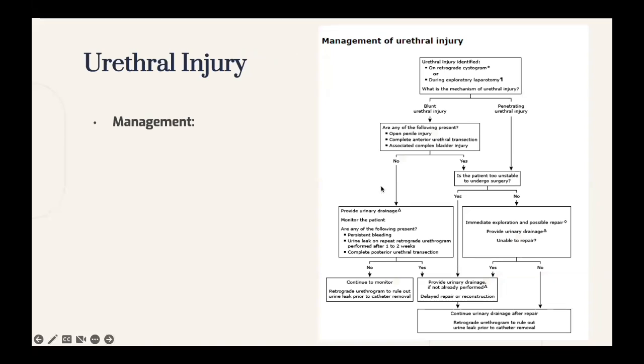The management is usually simple. If it's a blunt injury, we need to rule out any open penile injury, and then we usually just continue to monitor the patient with IV hydration, making sure he does not have any urinary retention. If the patient has a penetrating urethral injury and is considered stable, we do immediate exploration and possible repair. If the patient is unstable, we provide urinary drainage, keep monitoring and resuscitating the patient, and then we do repair after the patient is stable.